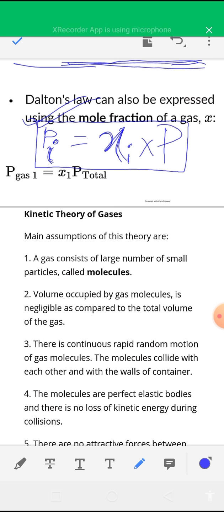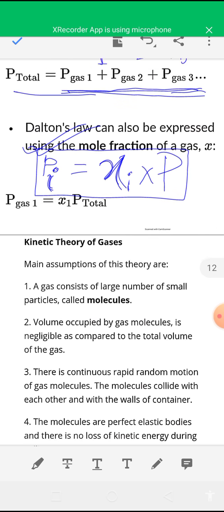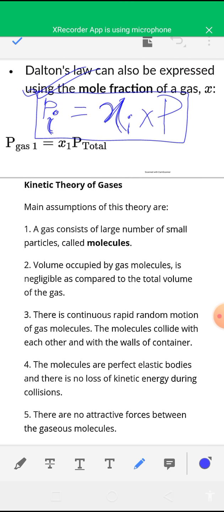And you know how to calculate mole fraction. To calculate mole fraction, first you have to know the mole number. After calculating mole number, you can calculate mole fraction, because the mole fraction of a gas is equal to the mole number of that gas divided by the total number of moles present in the mixture.